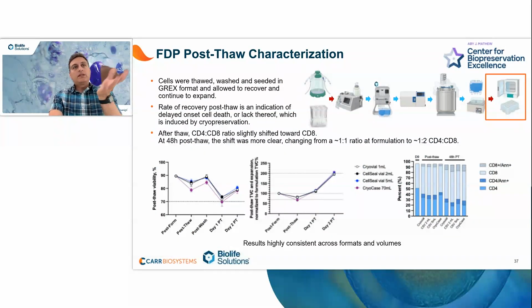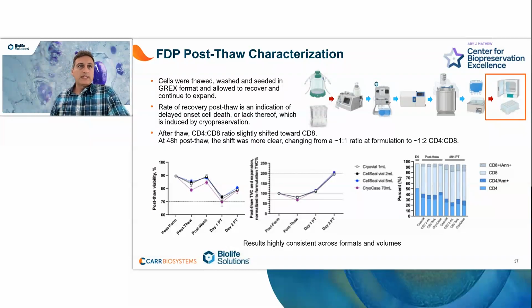So we did look at viability and recovery of the cells post-thaw. And we also assessed the cells for the CD4, CD8, as well as other phenotype characterization. What we have on this slide is, you can see on the first figure on the left, the post-thaw viabilities, comparing that with the post-formulation. So on day 9, the harvested product was formulated in Cryostor and Plasmolite.